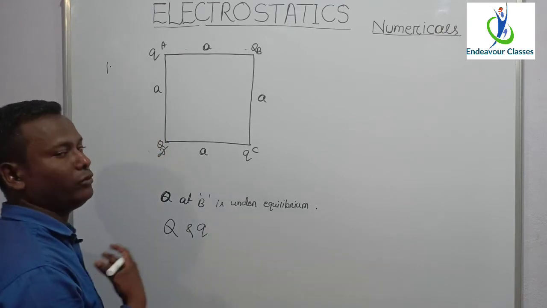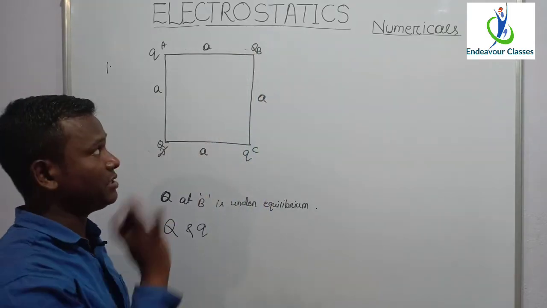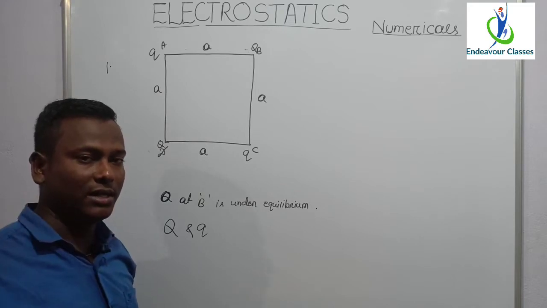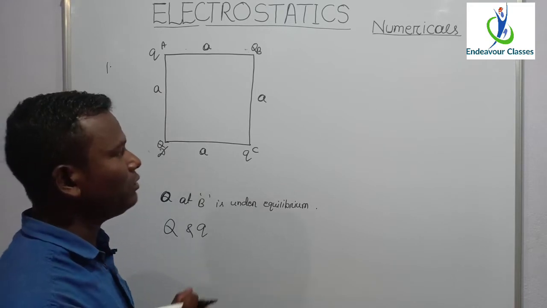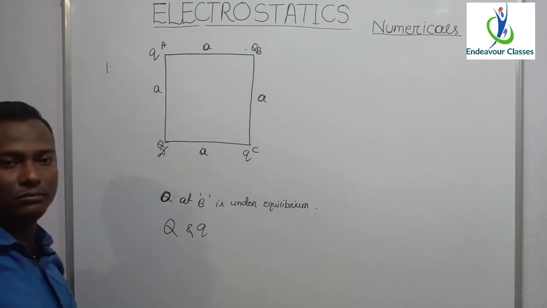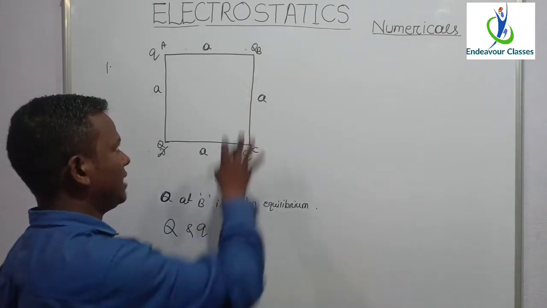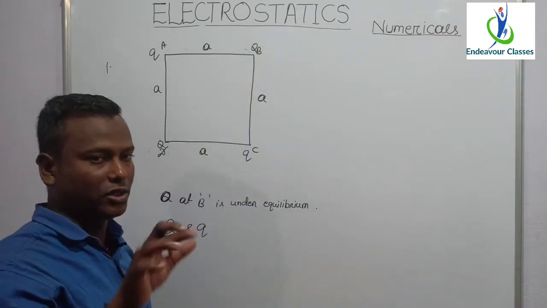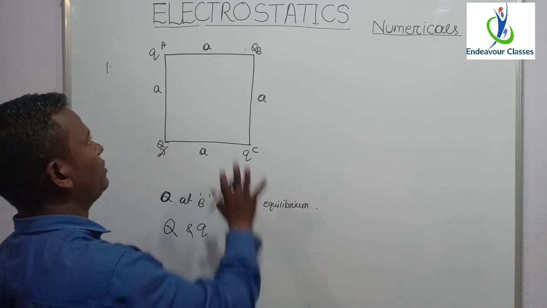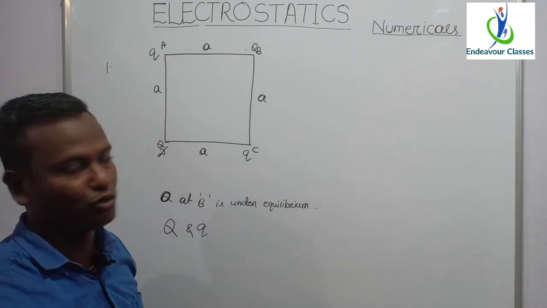Our approach will be, we will find out all the forces on this charged particle plus Q, and we will add them up to get a resultant of 0. Then only can we find a relationship between small q and capital Q. So Q will be under equilibrium only if the sum of all the forces acting on it is 0. And by doing so, we can also find the relationship between small q and capital Q. So this must be the approach.